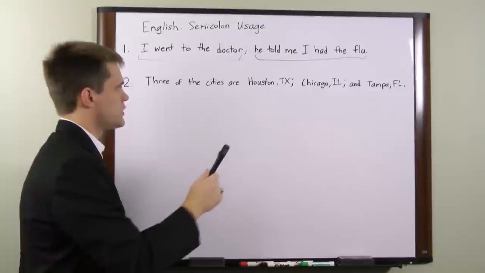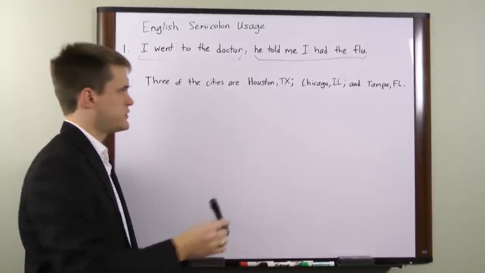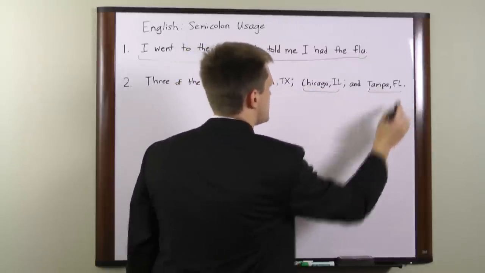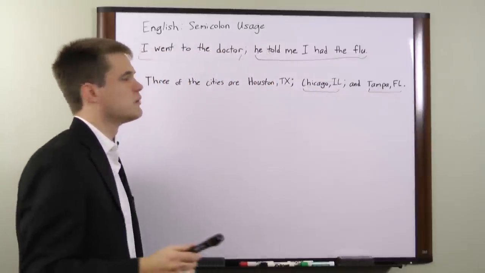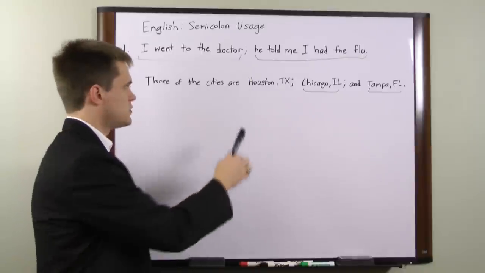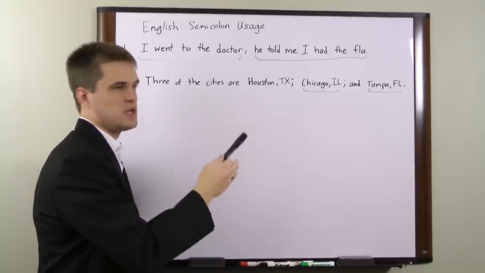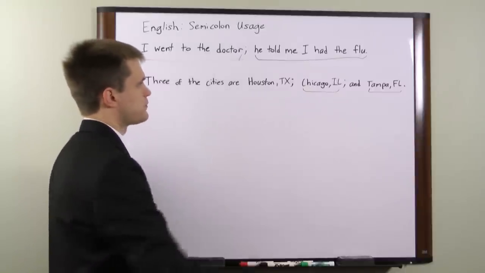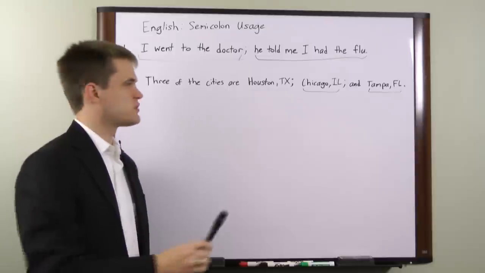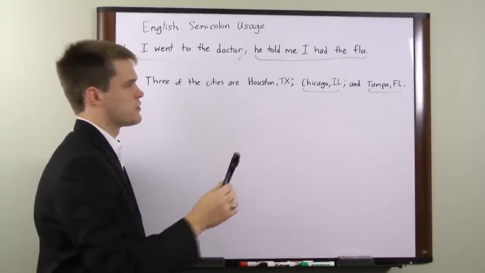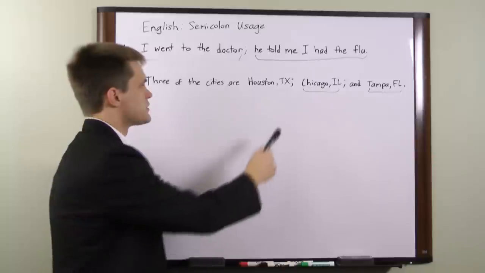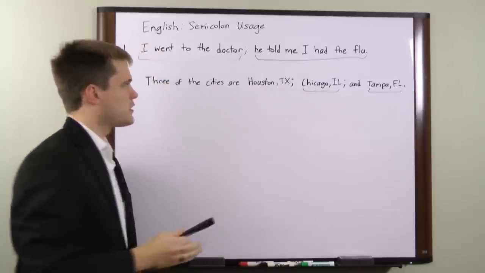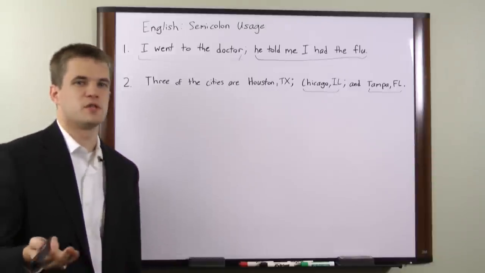The second example was items in a list. So as you can see here, we've got three items, and they are city-state combinations. You'll recall the proper way to list out cities and states is city, comma, state. So each item has an internal comma. So it could be confusing to try to separate them with commas. So the proper usage in this instance is to use a semicolon to separate each of them. So these are the two primary uses for semicolons in English.